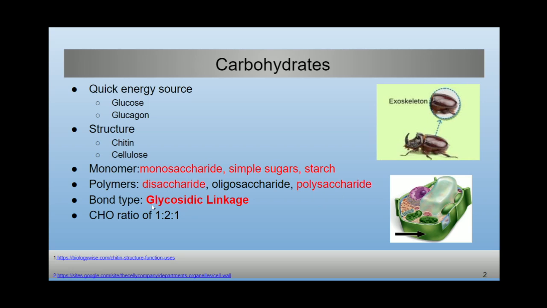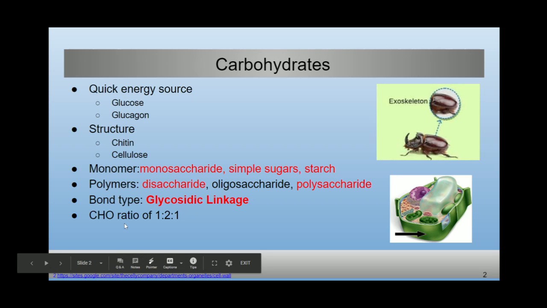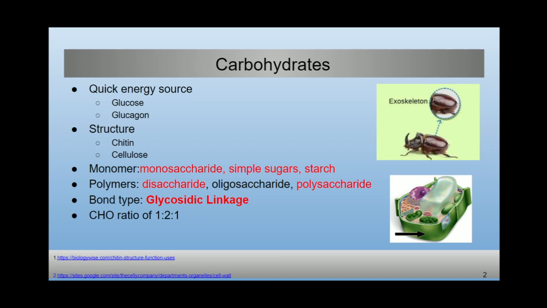Now the bond type, this is very important, and we'll see this on the next slide as well, but the bond type that goes in between two monosaccharides is called the glycosidic linkage, and we'll definitely point that out in the next slide. And then one more thing to know about carbohydrates that's pretty important is that they have a carbon-hydrogen-oxygen ratio of 1 to 2 to 1. So the amount of hydrogens in a carbohydrate is twice the amount of carbon atoms and oxygen atoms. And we'll also see that in the next slide.